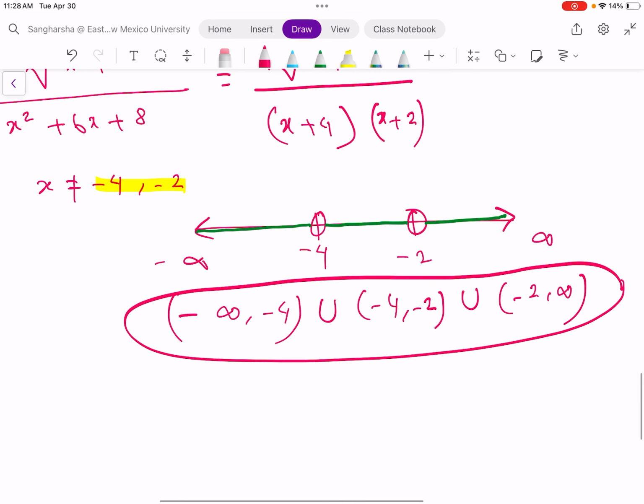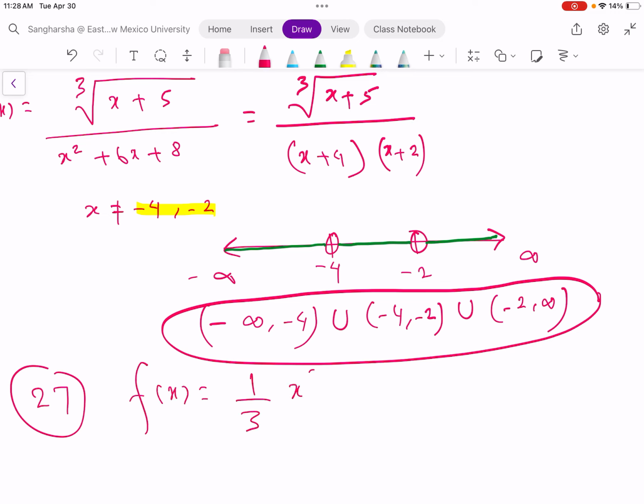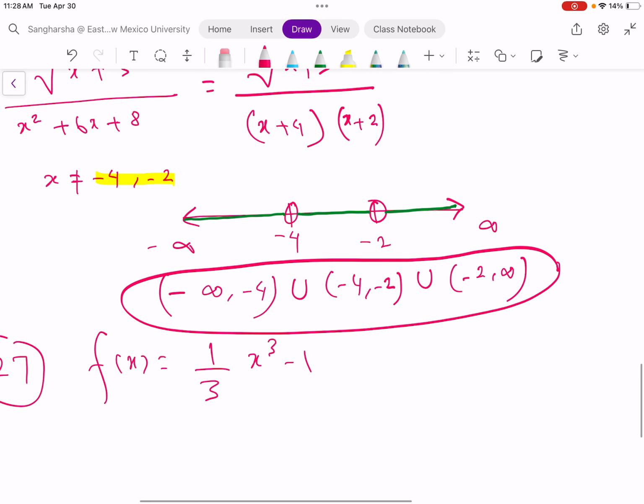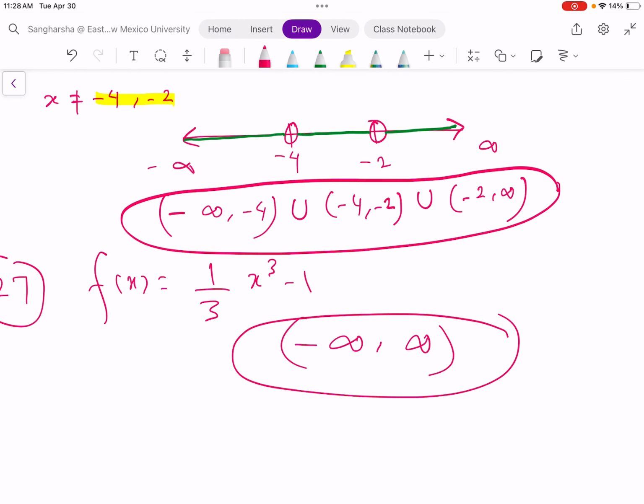Okay, 27 should be the easiest one. What is the domain for 27? f of x is 1/3 x cubed minus 1. This is a cubic polynomial function, so the domain is all real numbers from negative infinity to positive infinity. If you have any polynomial function, all real numbers is the domain.